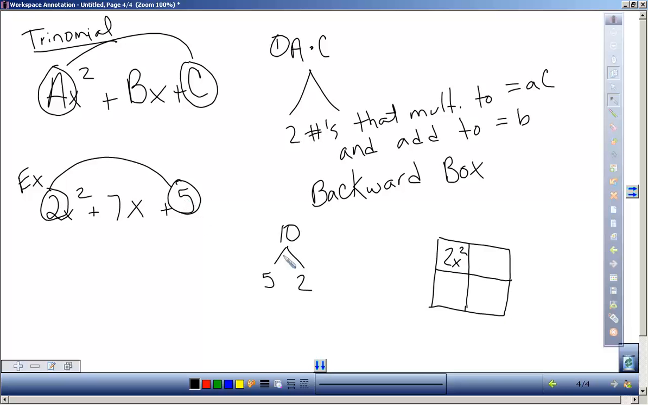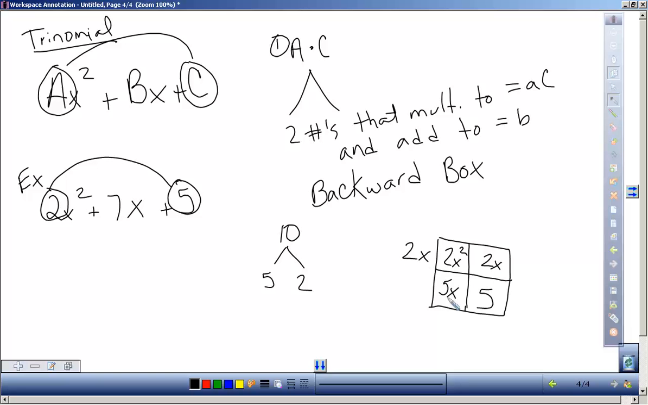I started with 2x squared and I had plus 5 as my last box. But these two somehow ended up being 7x. Well, that's what these two numbers are. This has figured out what those two numbers were. So I'm going to put in these boxes instead of 7x, put 5x and 2x. Because now all I have to do is find common factors. Common factors I'm much better at.